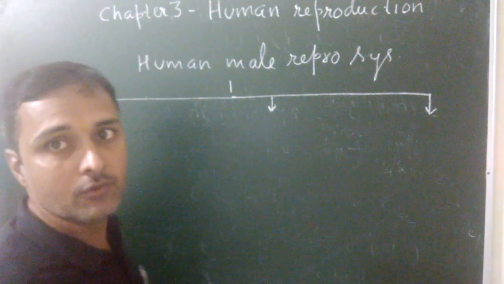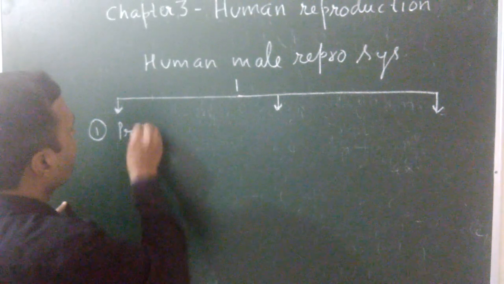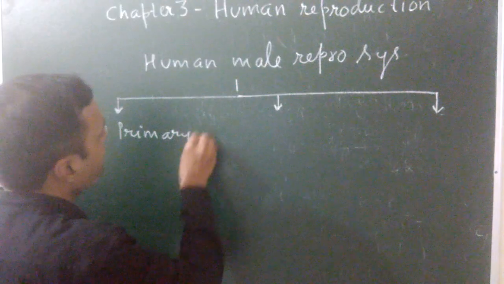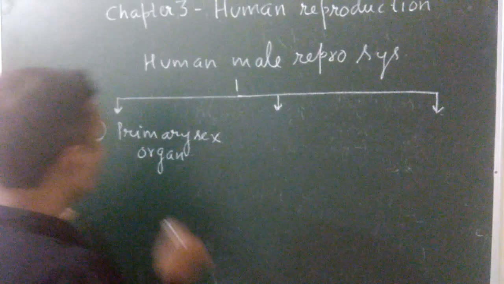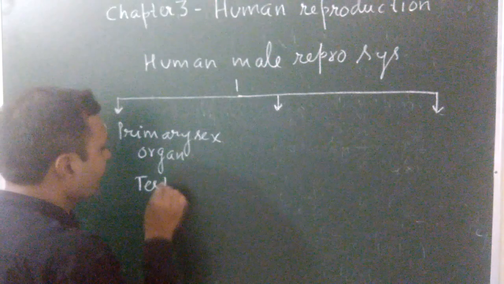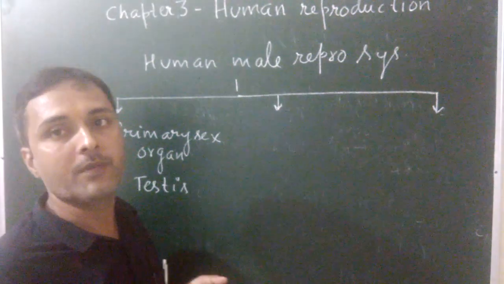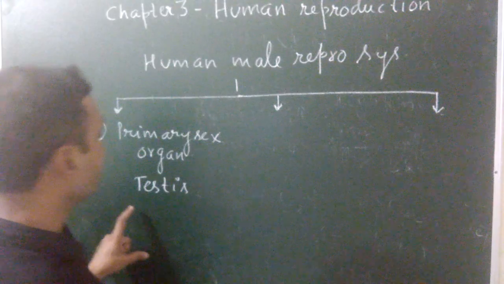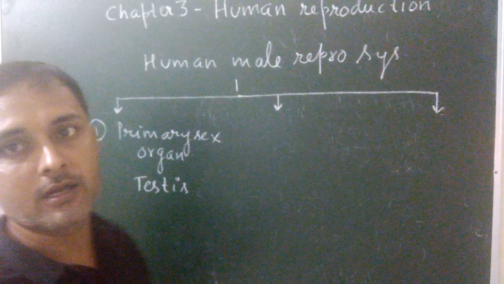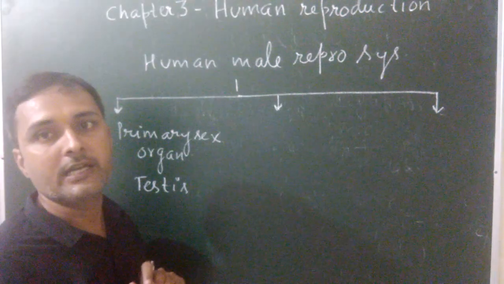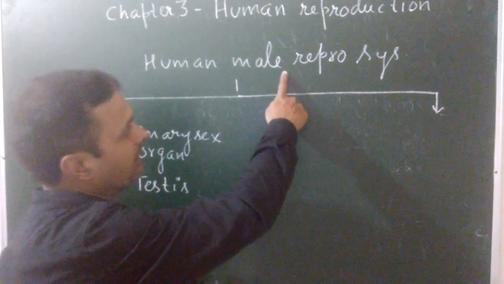This chart is very important for you. Now see, the first part is the primary sex organ. In the case of human male, the primary sex organ is only one, that is testis. Why is testis called the primary sex organ? Because the testis helps in the development of the male gamete, that is sperm, and the synthesis of the male sex hormone, that is testosterone. Any organ that is able to produce gametes and secrete sex hormones is known as a primary sex organ. So the human male reproductive system is divided into three parts.